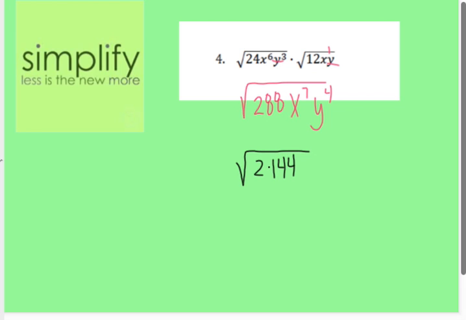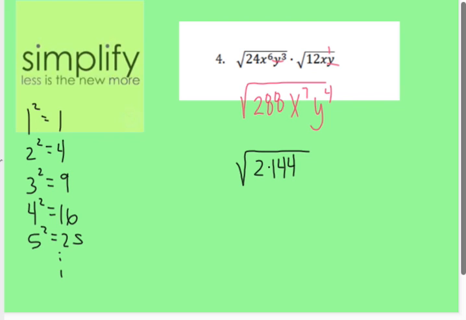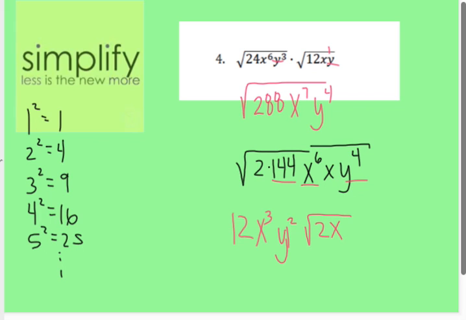Okay, and maybe I should have written this down earlier. If you need to, I would write out a list of the perfect squares. 1 squared is 1, 2 squared is 4, 16, 5 squared is 25, and keep going. Okay, 36, 49, 64, all the way up. Okay, so I'd have 2 times 144, then I would have x to the, well, it's 7, so I'm going to rewrite it as x to the 6 times x, and y to the 4th. Now breaking it down. The square root of 144 is 12. The square root of x to the 6, 6 divided by 2 is x to the 3rd. Y to the 4th, so 4 divided by 2 gives me y squared. And then whatever I have left is underneath my square root sign, so it's the square root of 2x. There it is, simplified all the way.